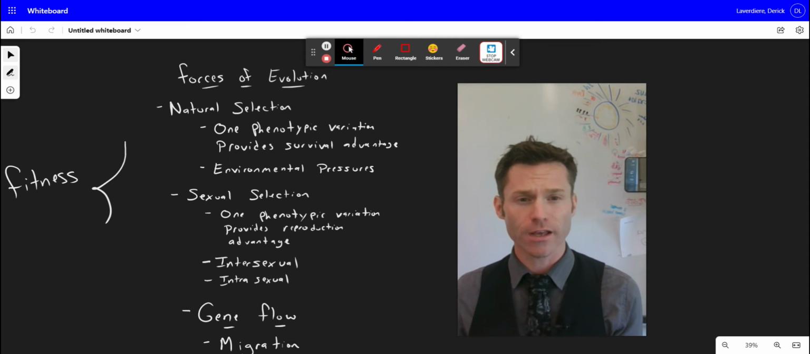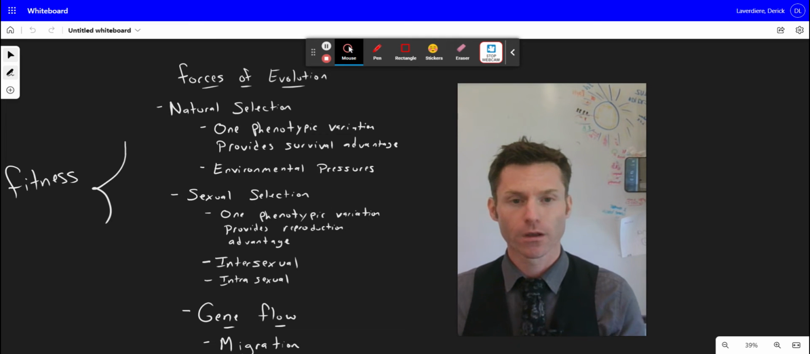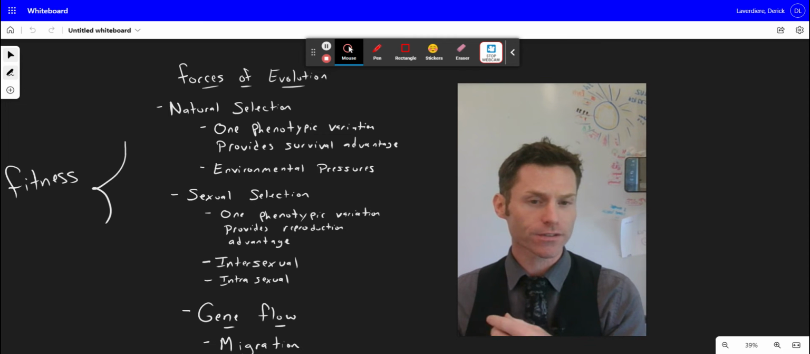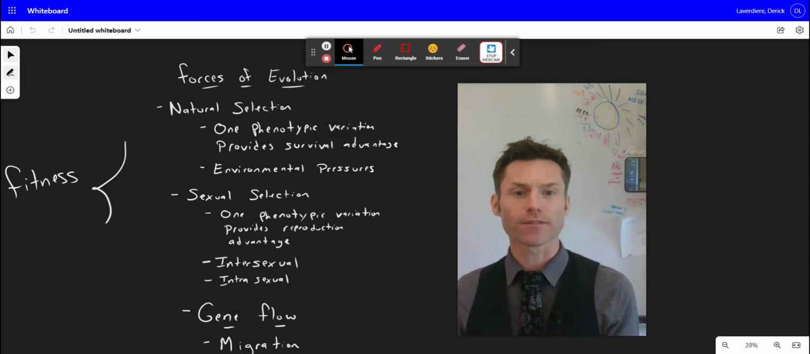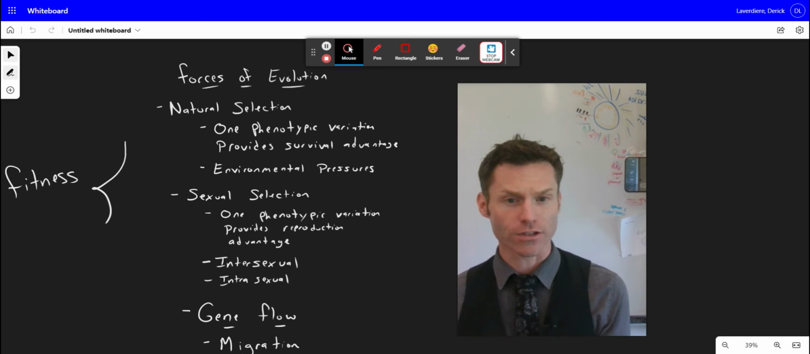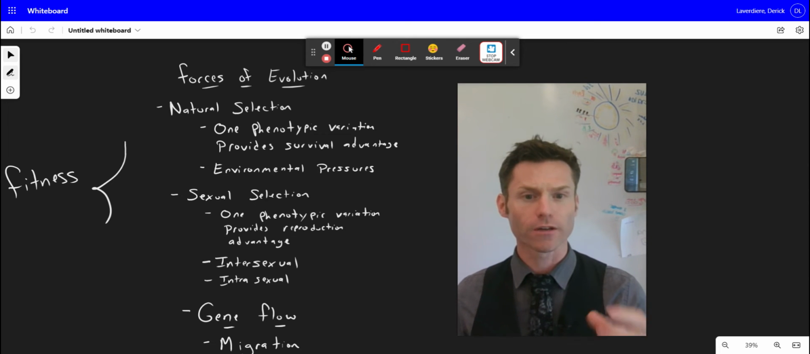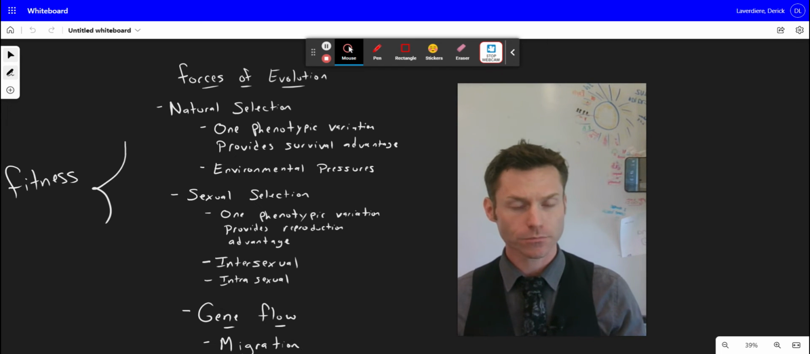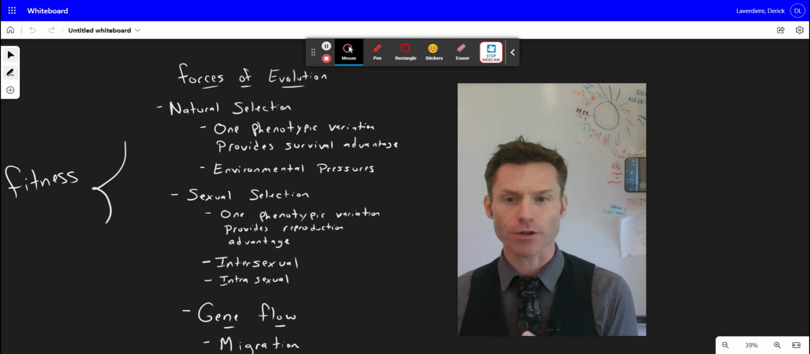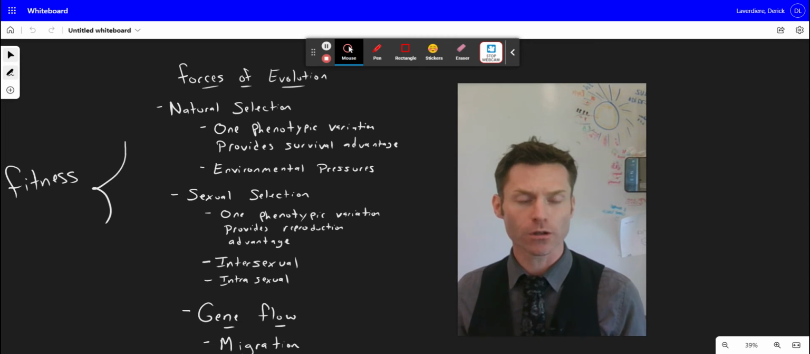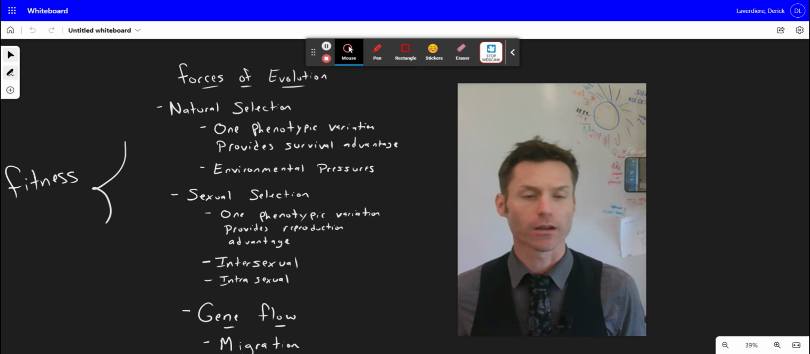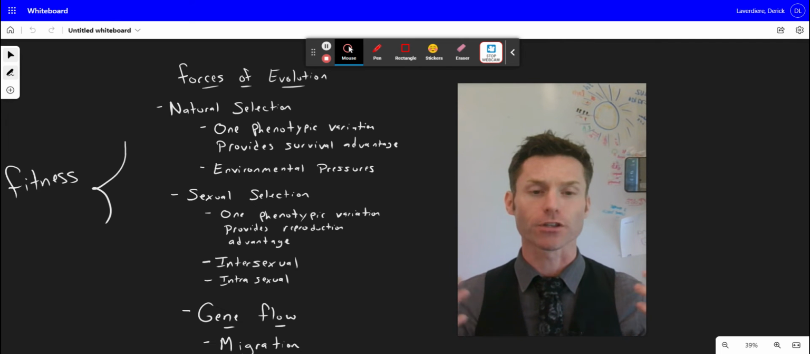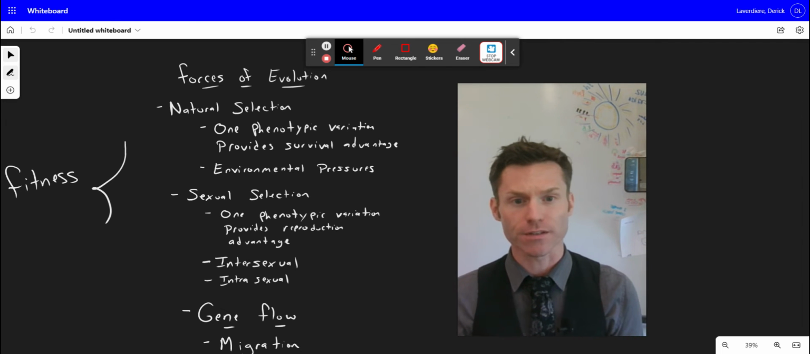The next is sexual selection. Very similar idea. I have one phenotype providing an advantage over the others. However, in this case, it is not a survival advantage, but a reproductive advantage. Right? So one phenotype will give that organism a better chance of making babies than the other phenotypes do. And so there are two types of sexual selection. There's intersexual, which is between the two sexes, where perhaps the female chooses the male mate based on a specific phenotypic trait. A traditional example of this is peacocks.